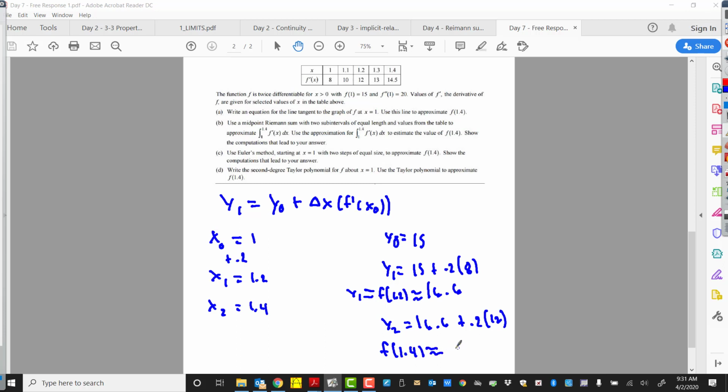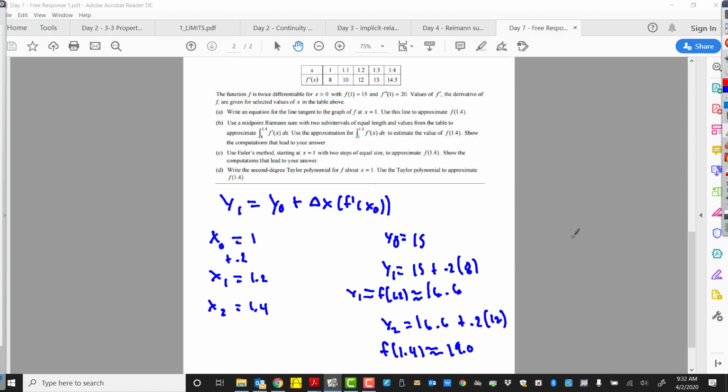So this is approximately 19.0. Okay? And so this is our Euler's method approximation. You could also use the table that we had whenever we did Euler's method. I just thought this would be quicker since it's only 2 steps and we just needed to quickly add it.